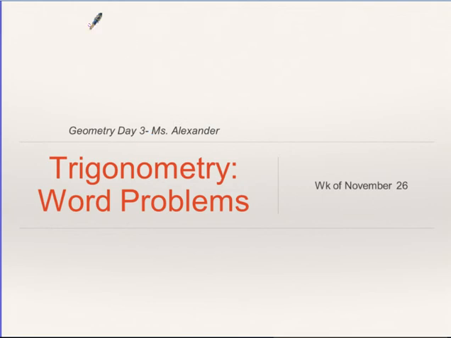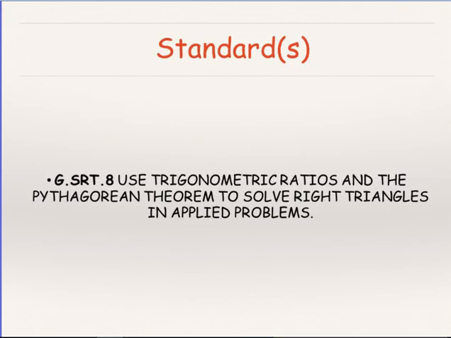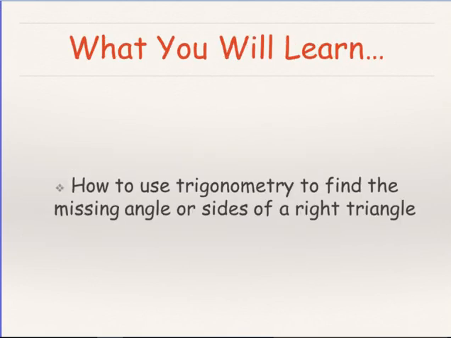We're going to continue on. So remember, step 1, highlight your question. Step 2, go back and read again and draw your picture. And then step 3, use one of your circles to help you solve for what you need to solve for. So we're still dealing with the same standard where we're going to use these trigonometric ratios and maybe Pythagorean theorem in real world situations. And you're going to find either the missing angle or the missing sides of a right triangle.